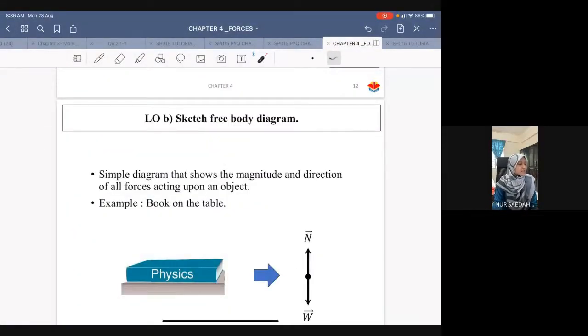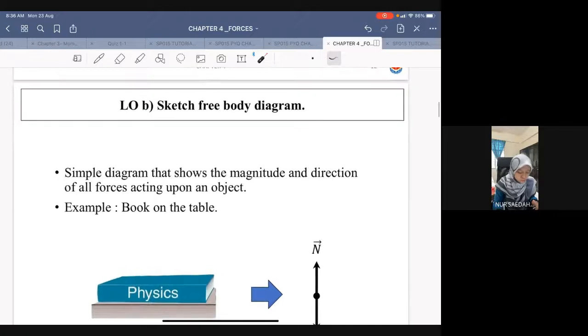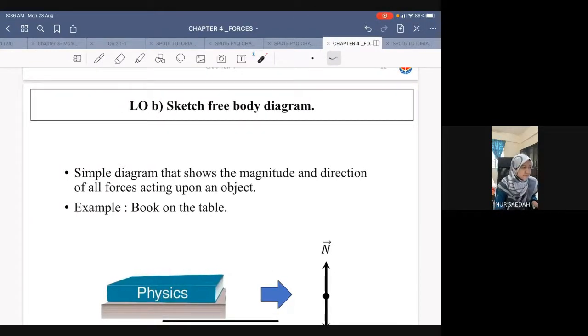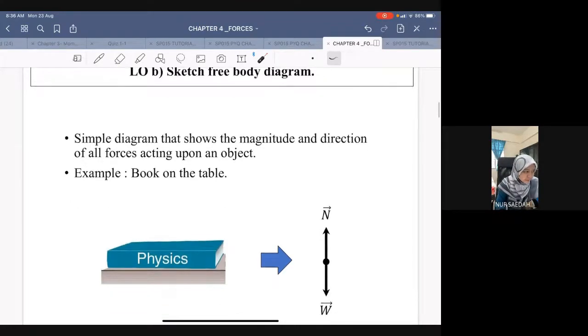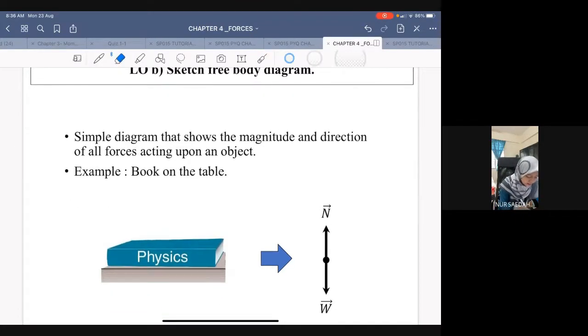Okay, so the next learning outcome yang kedua is you have to know how to draw free body diagram. So what is free body diagram? It's a simple diagram that shows the magnitude and direction of all forces acting upon an object. Ini yang madam cakap tu, yang penting adalah acting upon an object. Maksudnya apa force yang terkena pada objek tersebut, bukan apa force yang objek tersebut keluarkan.